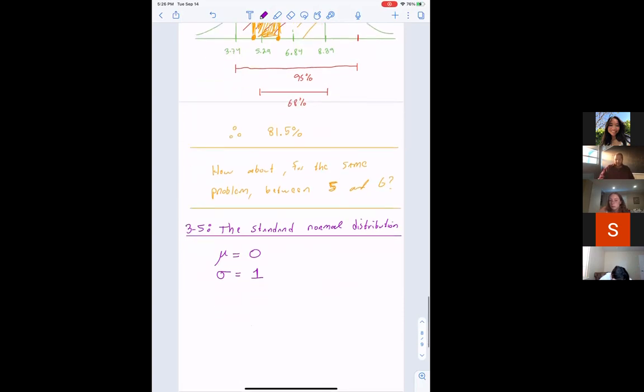And while a generic normal is usually denoted by the letter X, X equals 3.74 or 5.29, 6.84, and so on, those problem numbers from the previous problem, the standard normal is denoted by a different letter. Can anyone guess? Well, you wouldn't guess it if you didn't know it, but does anyone know the letter that we use for the standard normal distribution?